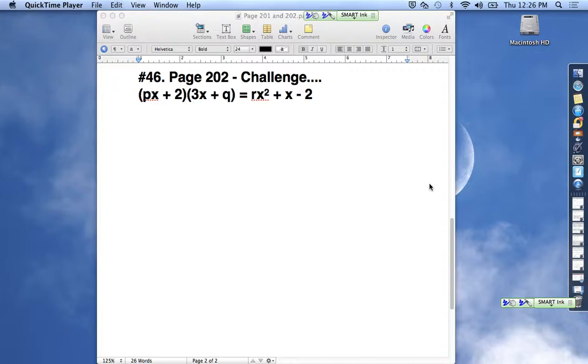Page 202, problem number 46. They're giving you a binomial pairing, and they're telling you that it equals the trinomial on the right-hand side. So the first thing I would do is simply multiply out the binomial pairs.